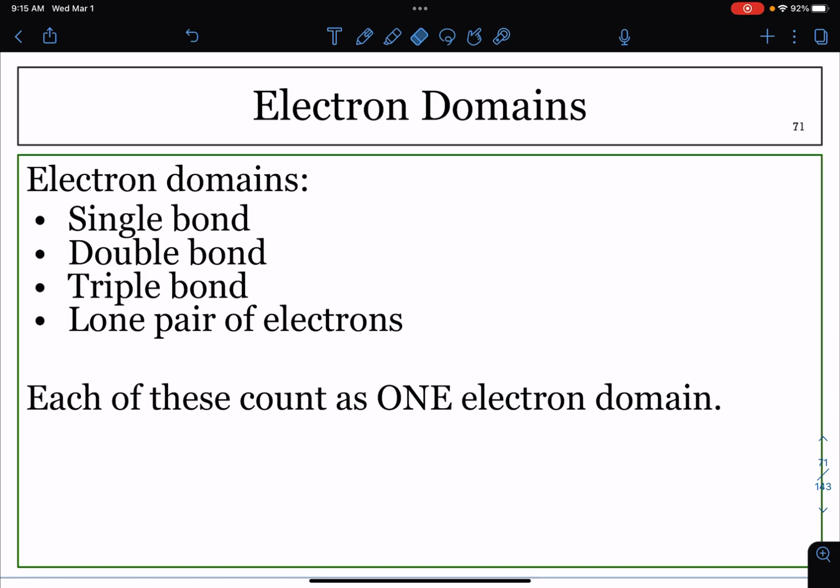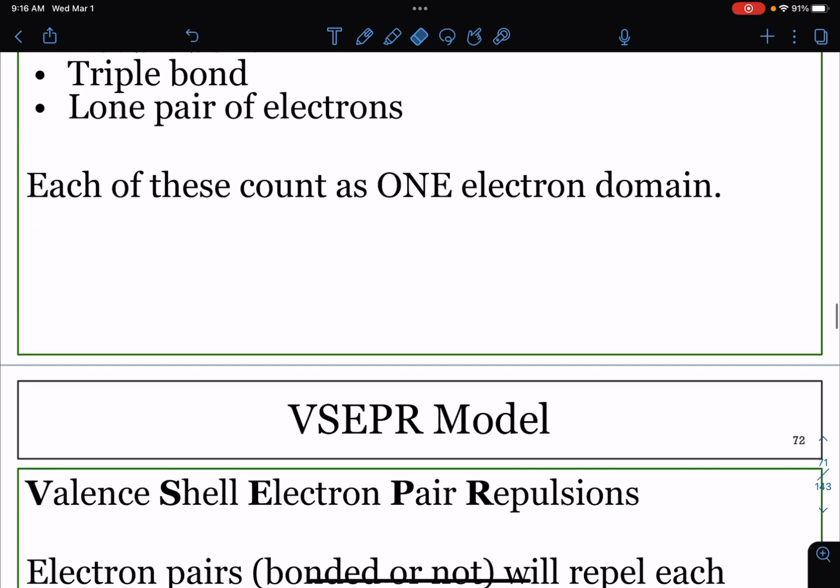All right, so let's review our electron domains again. One electron domain is a single bond, or a double bond, or a triple bond, or a lone pair of electrons. Each of these 4 things that I have listed in bullet points all count as only one electron domain. A double bond, even though that is twice as many electrons, that still counts as only one domain. A triple bond only counts as one domain around the central atom.